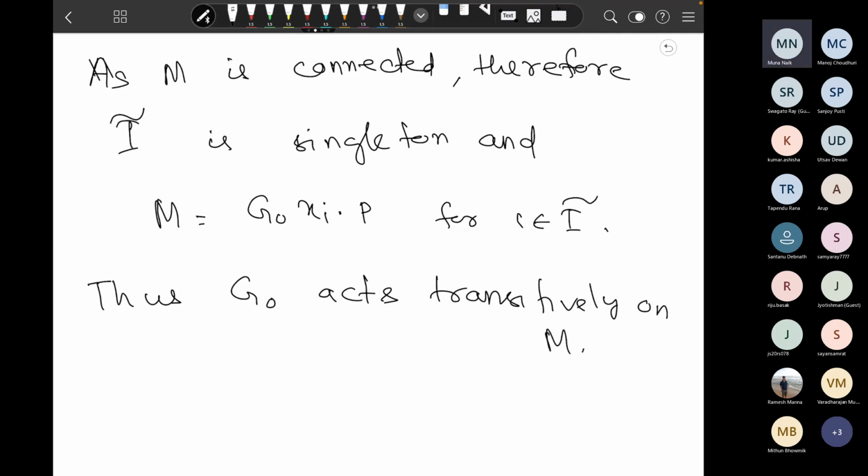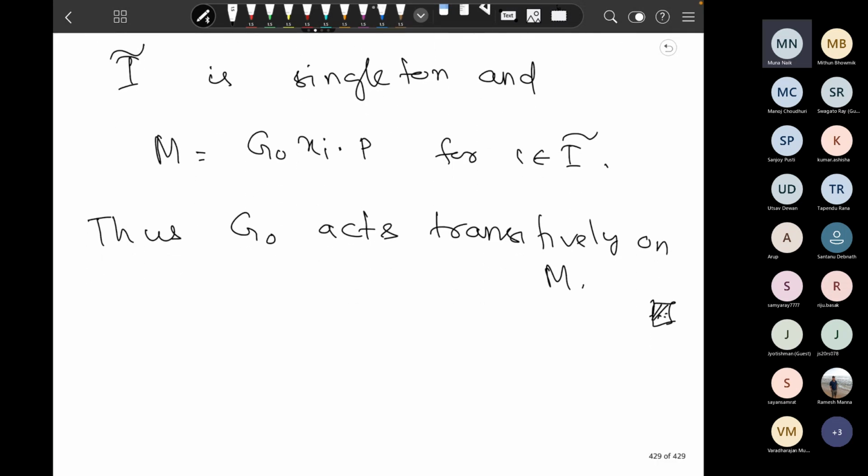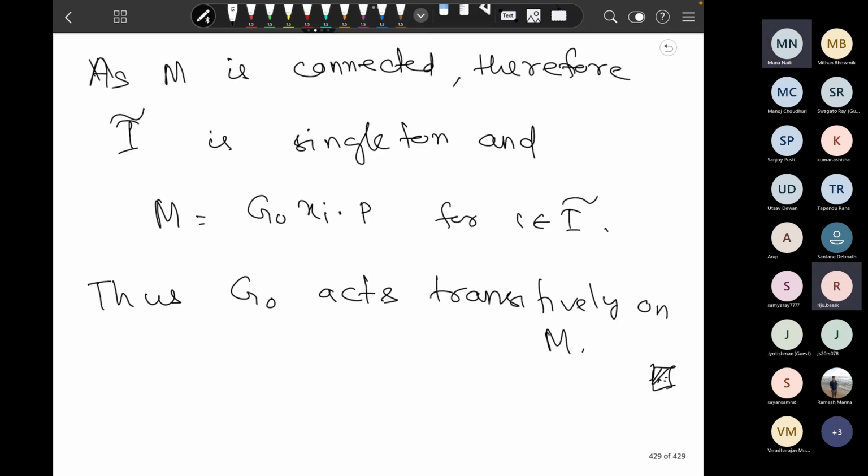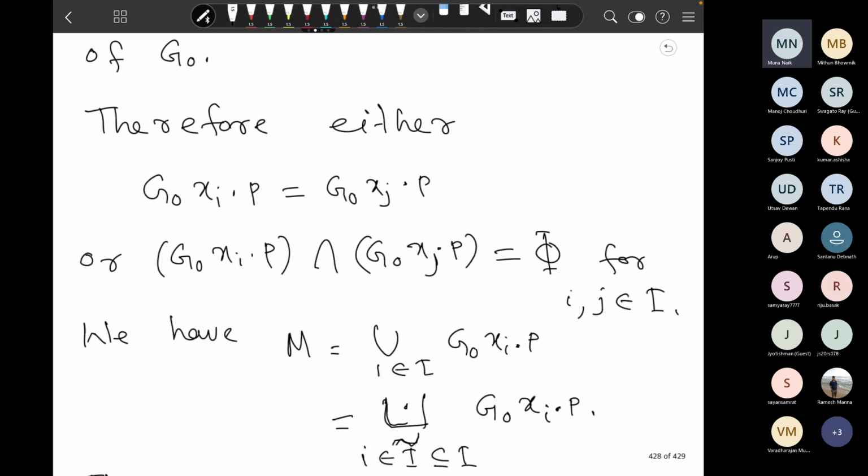So is it clear, Mithunda? Yes, Mona. Bhavna, is it clear, Bhavna? She is not here. Riju? Yes, Mona.